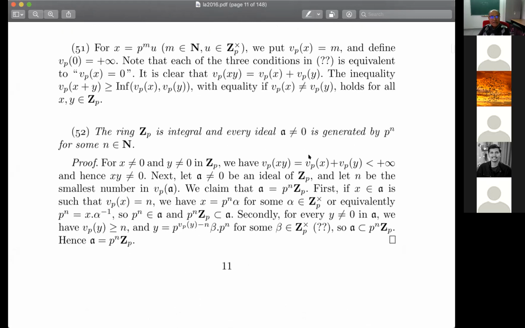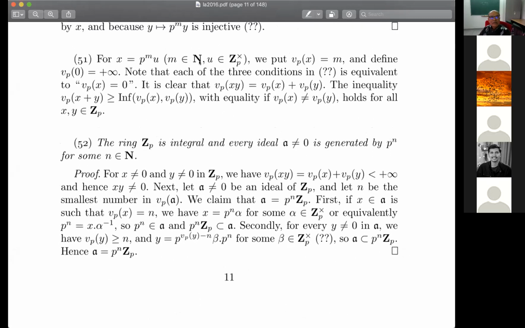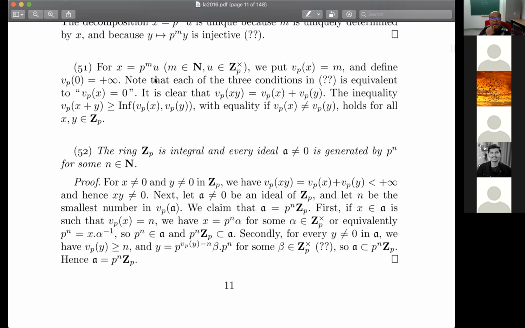So now let's take an element X in ZP, a non-zero element. You can write it as P to the M times U, where U is invertible, and this M is uniquely determined by X. So let's put VP of X equal to M. Now, this VP is called the p-adic valuation of X. And since we are taking X non-zero here, we also define the p-adic valuation VP of 0 to be plus infinity. Okay, so VP is a map from the non-zero elements of Zp to Z, and oh, wait a moment, to N.